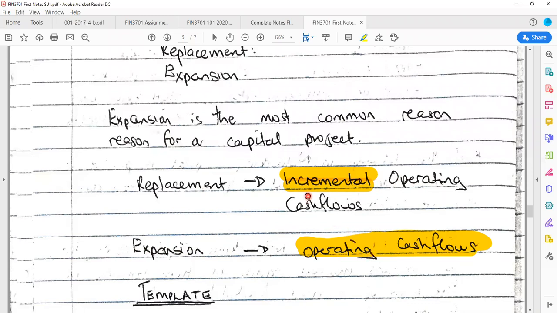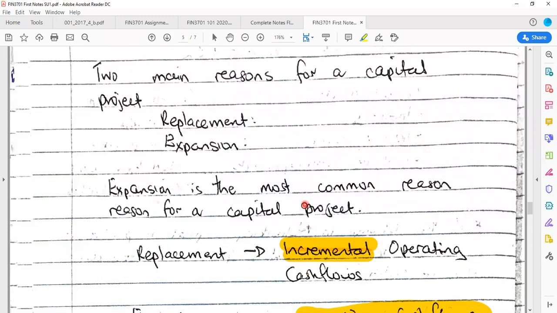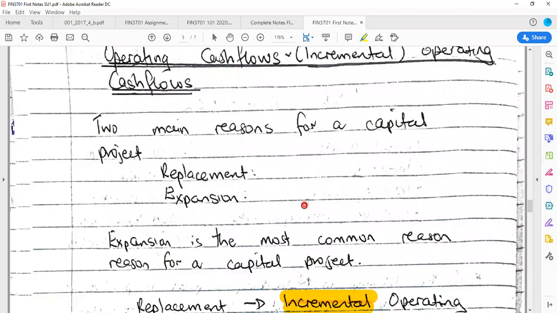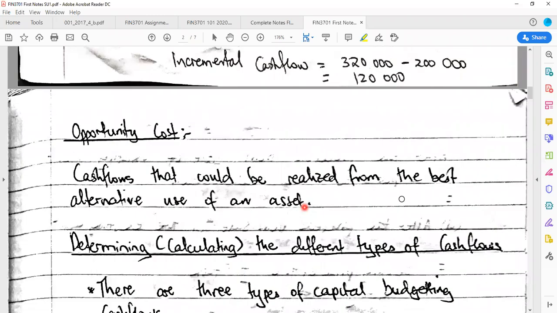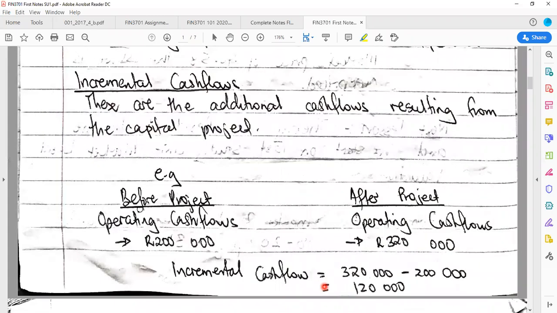Okay. When we talk about incremental operating cash flows, we're talking about something like this. I showed you an example last time. This is an example of an incremental operating cash flow. Let's say before you purchase a project, your existing asset is giving you 200,000, right? Like let's say with the current asset, you're getting 200,000 each year. But let's say you decide to replace that asset with a new asset. If you get a new asset and the new asset gives you 320,000 rand, we are replacing this one with a new asset.